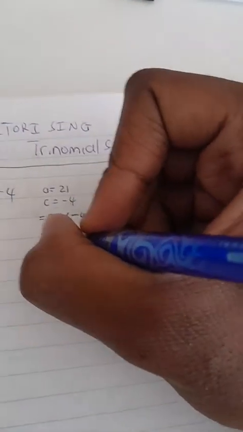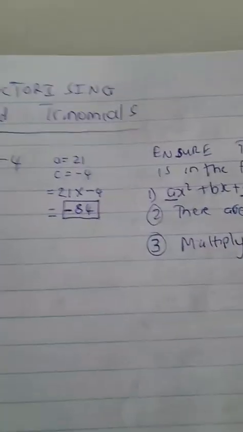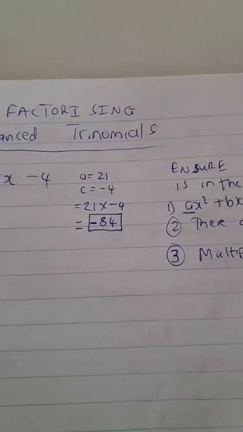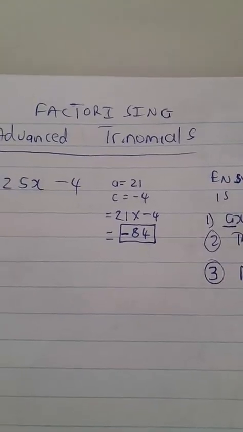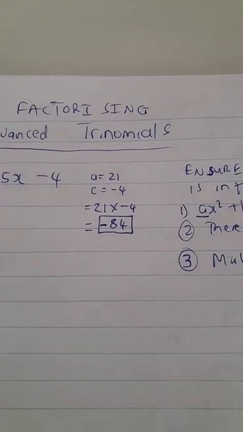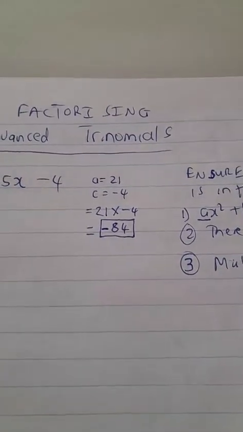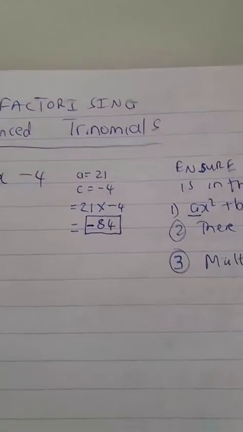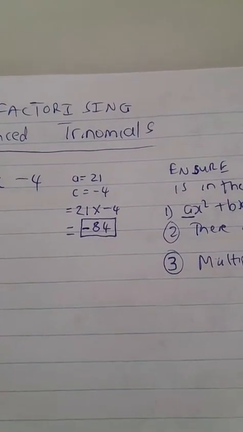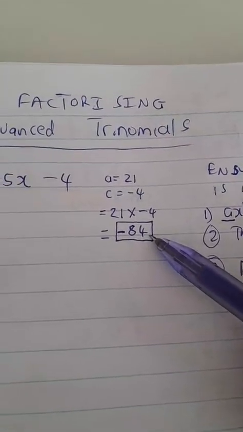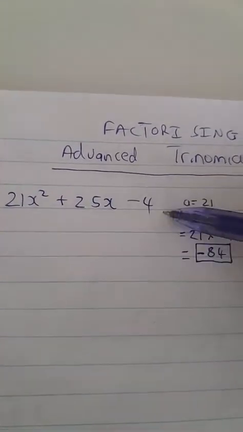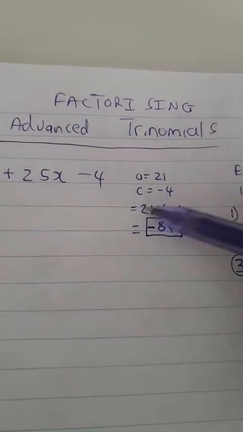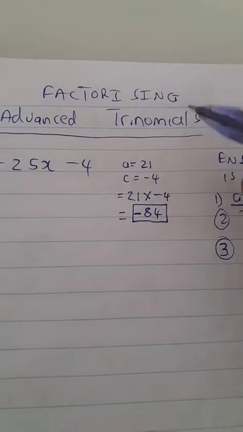Like I said, this is a suggested method. I am suggesting the method to you. You can choose to fly with it or not. I think I'm going to do the other method as well, just so that you guys can see the other one as well, and then you can choose for yourself which one would be nice for you. So there we have it, guys. Negative 84. When we multiply our a, the coefficient of x squared, and the constant term, negative 4, we get negative 84. Very important.